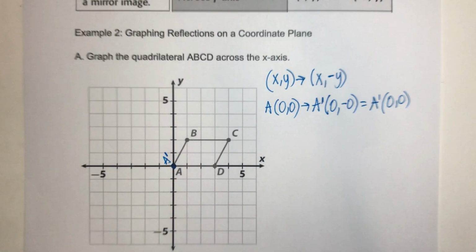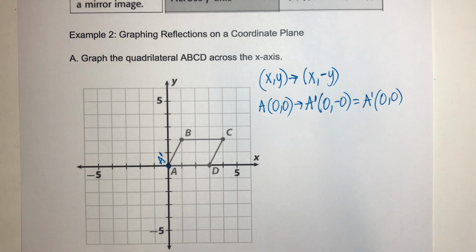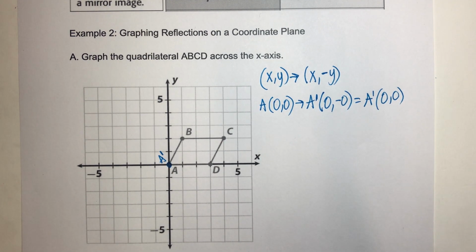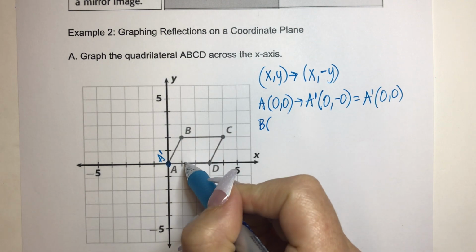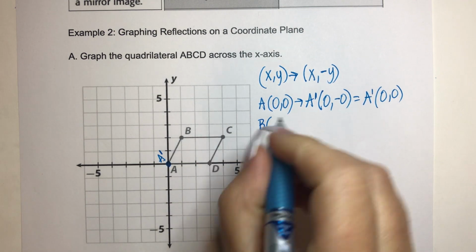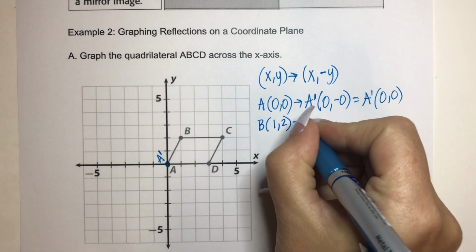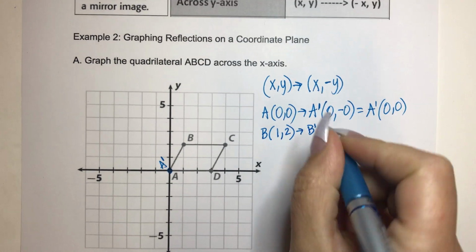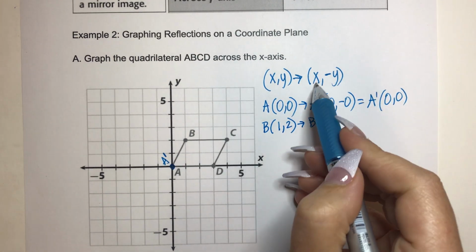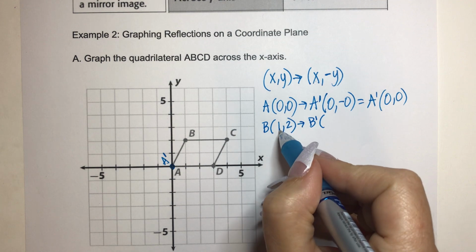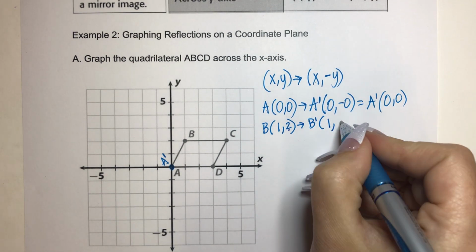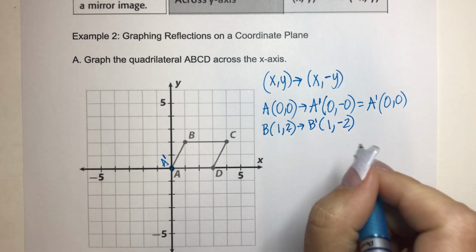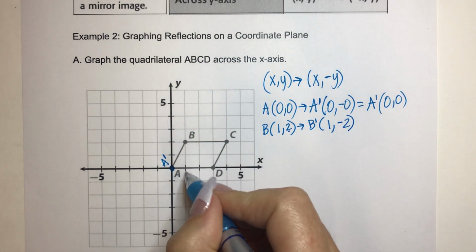Okay, let's go to B. Sorry about that, kind of got shaky for a second. B is 1, 2, and we're going to go to B prime. We're going to reflect it across the x-axis, so we're going to do this rule. The x stays the same, so x is 1, but the y becomes negative, so it's -2. So that's our B prime: 1, -2.